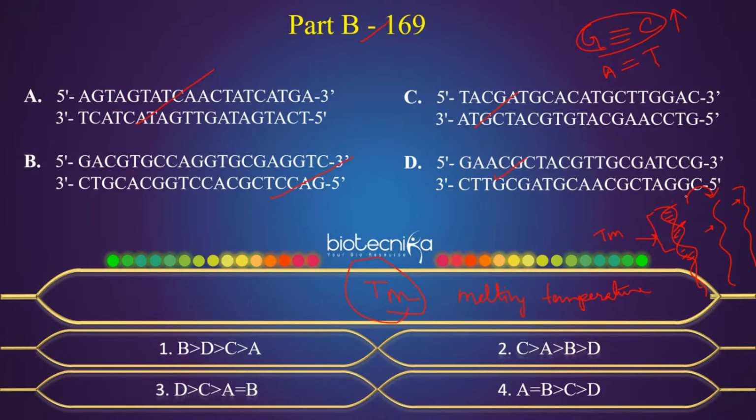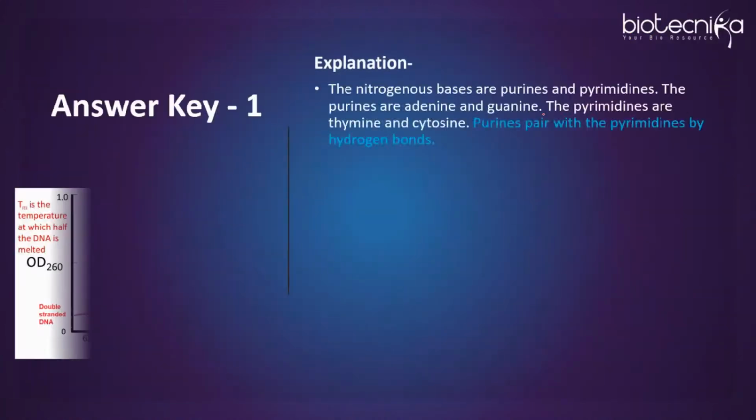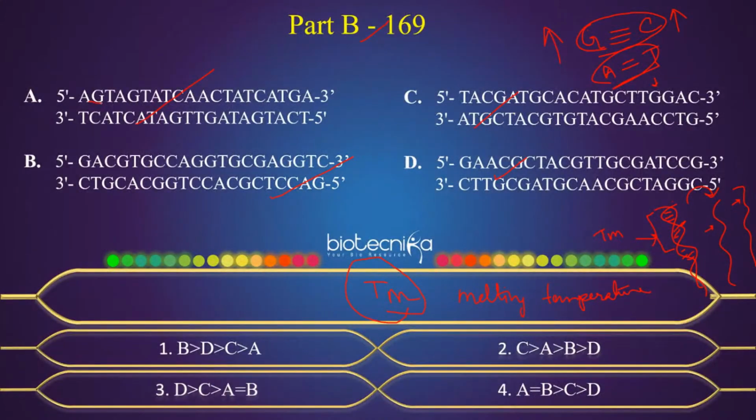So simple logic: the more the GC content, the more Tm will be required. The more the AT content, the lower the temperature will be. So that's a simple logic. All you have to do is count how many GCs are there. 1 GC, 2 GC, 3 GC, like that you have to count. 4, 5, and 6. So that means sequence A has a total of 6 GC bonds. Like that you have to count.